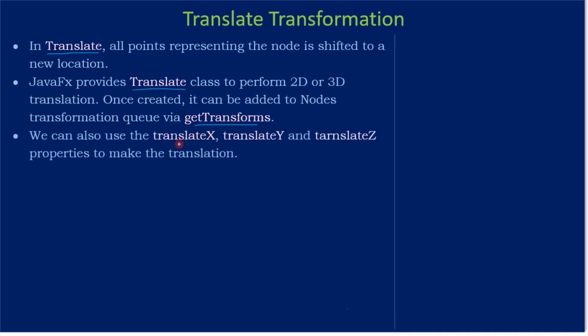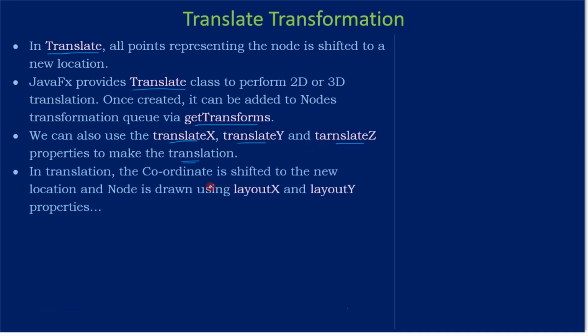We can also use the translateX, translateY and translateZ properties to make the translation. That means here you will make use of the translateX, translateY, translateZ of the node itself. Say for example, in the rectangle object itself, you can make a call to setTranslateX, setTranslateY, setTranslateZ, and thereby you can perform the translation.